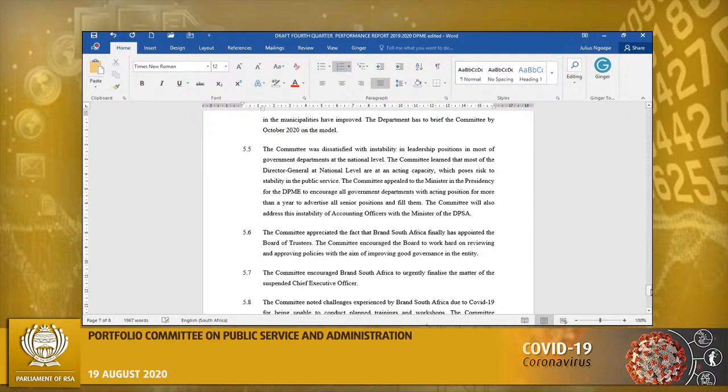The committee was dissatisfied with the instability in leadership positions in most government departments at the national level. The committee learned that most of the Directors General at national level are in an acting capacity, which poses a risk to stability in the public service. The committee appealed to the minister and the presidency for the DPME to encourage all government departments with acting positions for more than a year to advertise all senior positions and fill them. The committee will also address this instability of accounting officers with the minister of the DPSA.